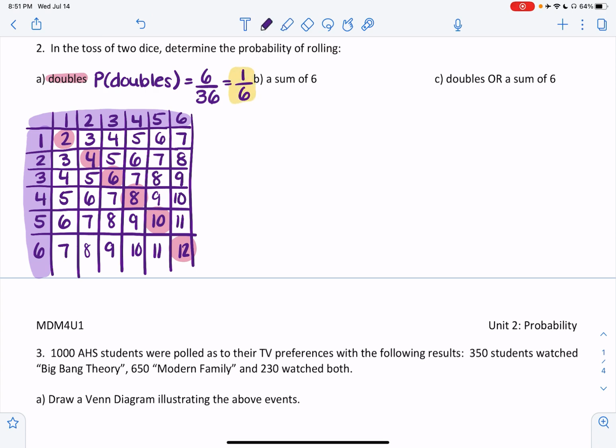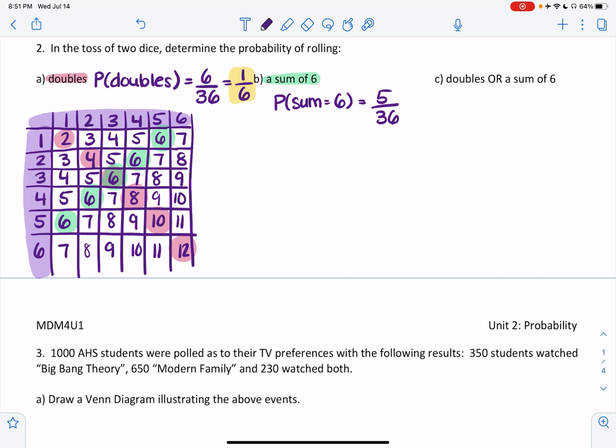Now for a sum of 6, so I'm going to look through and find all of my sums of 6. So I have 1, 2, 3, 4, 5 different sums of 6. So my probability of a sum of 6, we have 1, 2, 3, 4, 5 of them out of the 36 options.